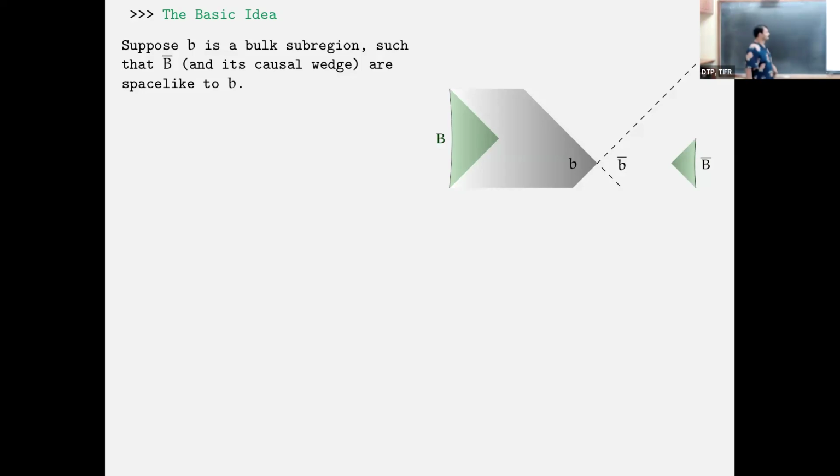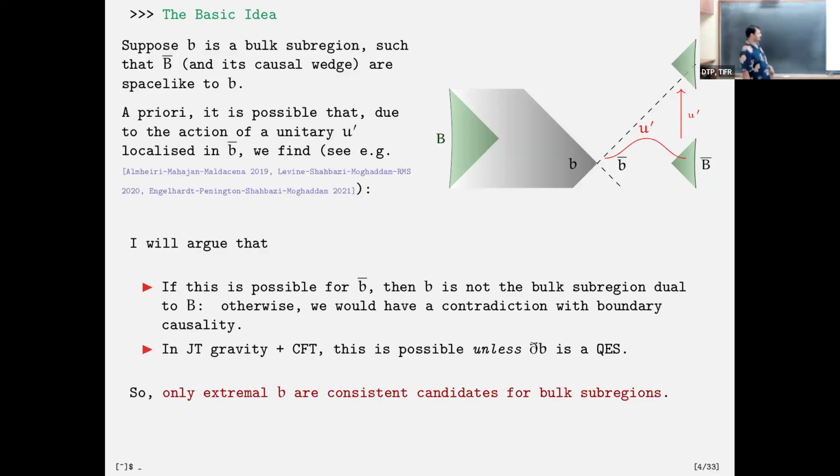The claim, and the idea, is the following: it is possible for you to act with a bulk unitary in the complementary bulk subregion, little b bar, which basically makes the edge of little b causally related to capital B. Here I'm using coordinates where this point is fixed, so it looks like the boundary subregion is moving, because actually what matters is the relative location of this and the boundary subregion.